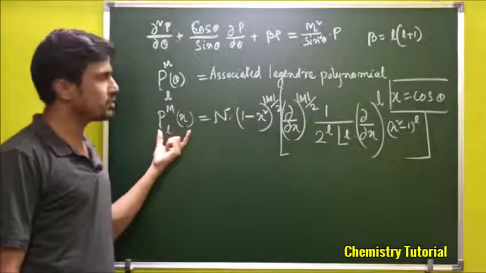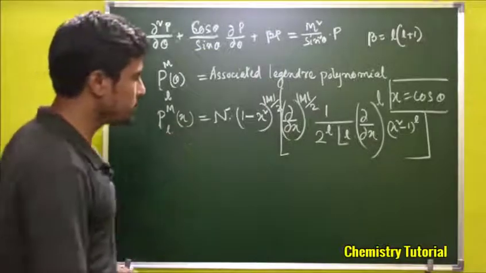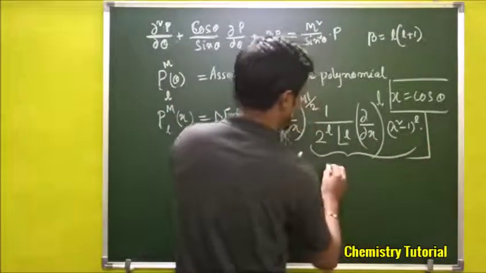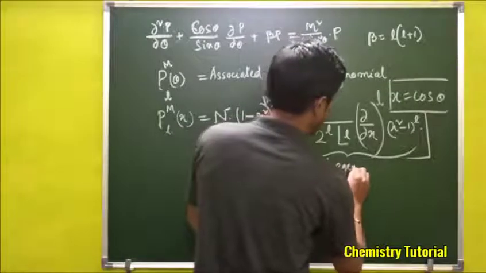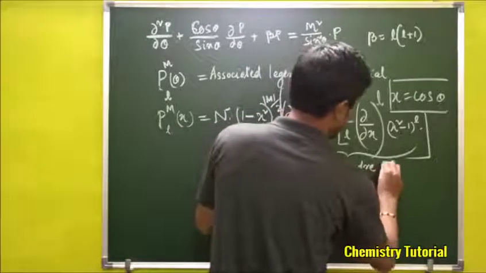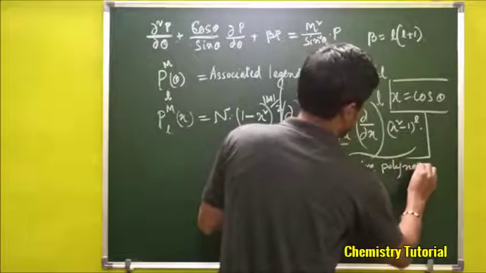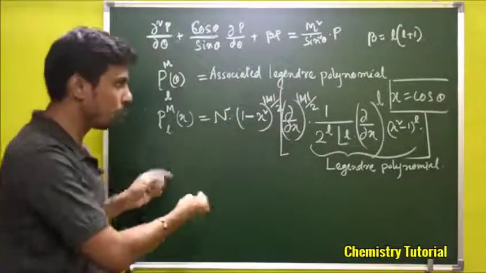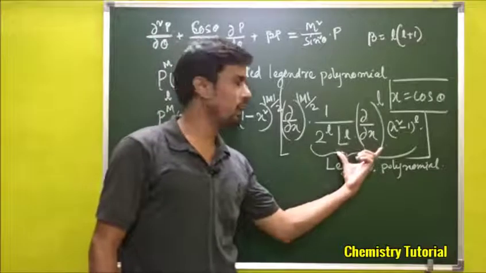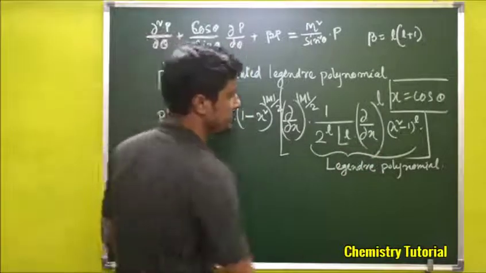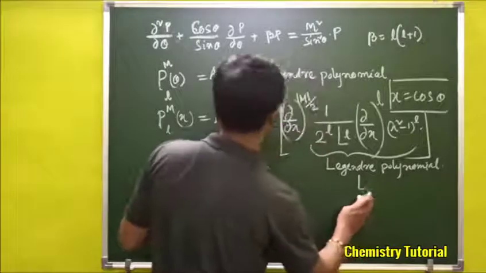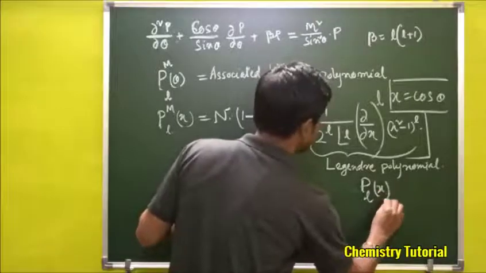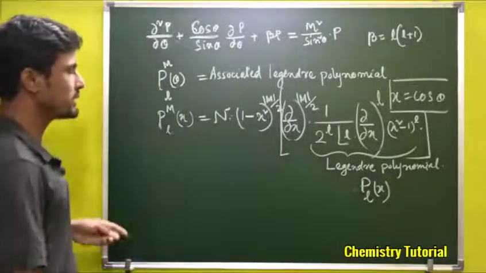This is called the associated Legendre polynomial. Here in this case you see this part, from this part to this part, it is called the Legendre polynomial. The whole expression is called the associated polynomial, and this part of the expression is called the Legendre polynomial. It is generally expressed as P L x here, okay. This is called the Legendre polynomial.